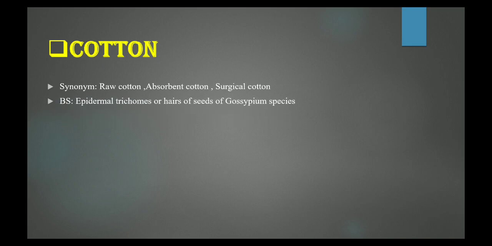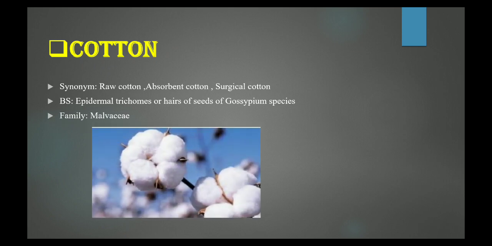Next is cotton. The first drug is cotton. Synonyms of cotton are raw cotton, absorbent cotton, surgical cotton. Biological source is epidermal trichomes or hair of seeds of Gossypium species, family Malvaceae. This is the image of the cotton, the raw material of the cotton.